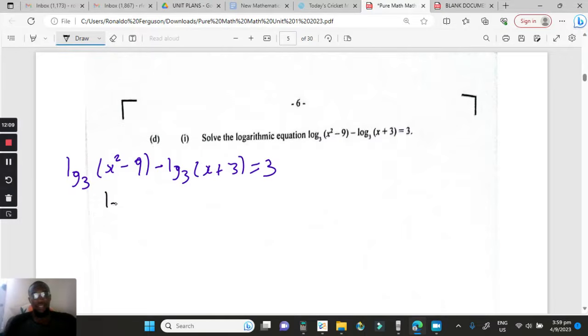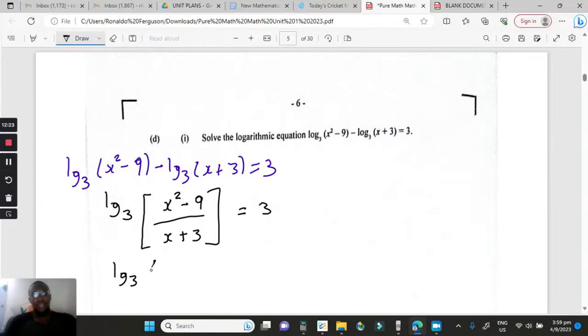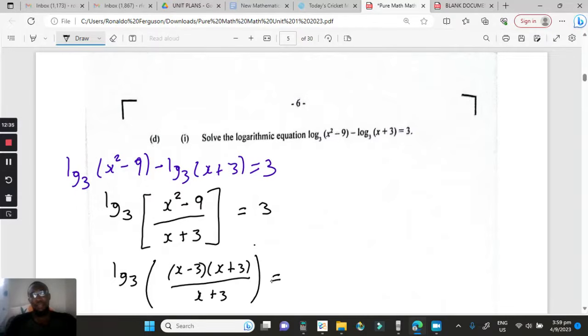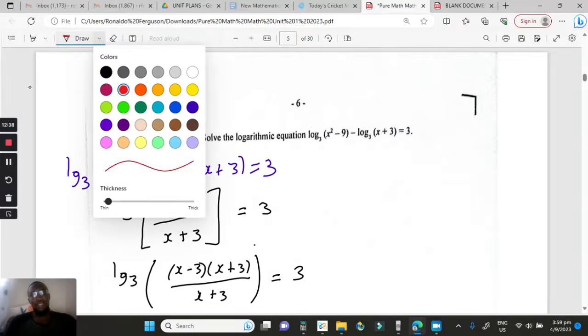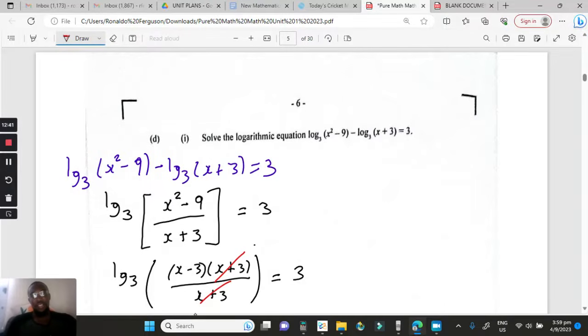So in this case, write it as 1 logarithm. It says log base 3 of. Once you see subtraction, you know that you're dividing. So this is really x squared minus 9 over x plus 3 equal to 3. What we know is that x squared minus 9 is the difference of 2 squares. That's x minus 3 times x plus 3, over x plus 3. And this is equal to 3. Now we notice that x plus 3 over x plus 3 cancel each other. And so what we're actually solving now is log base 3 of x minus 3 equal to 3.